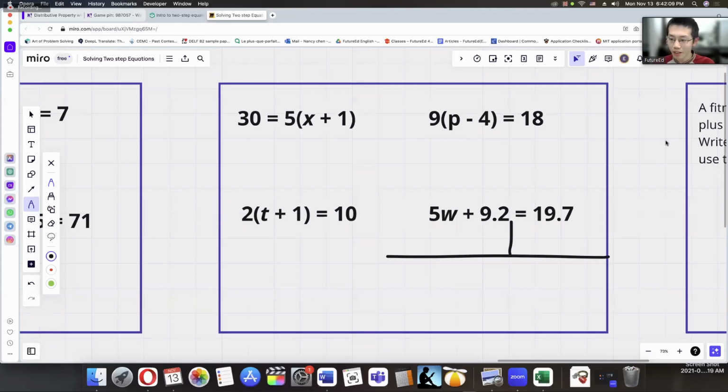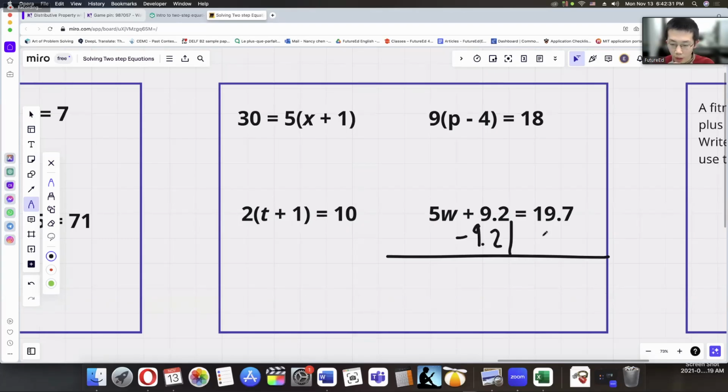But since you're muted, Jason, I'd like you to try and solve this equation: 5w plus 9.2 equals 19.7. So what would be your first step, Jason? 19.7 minus 9.2. Okay, so we subtract 9.2 on both sides.